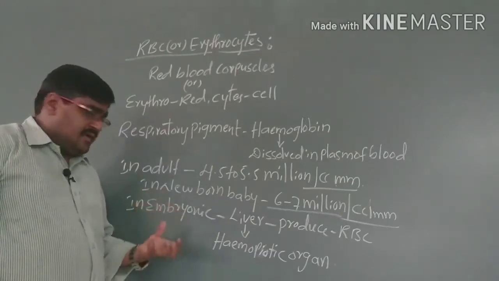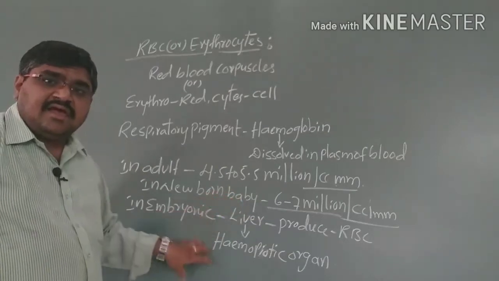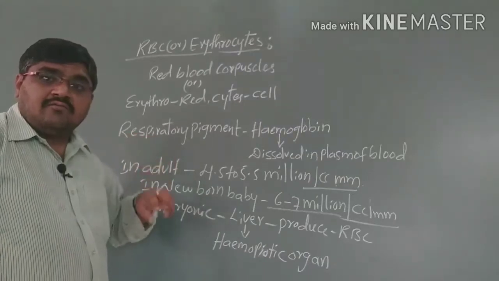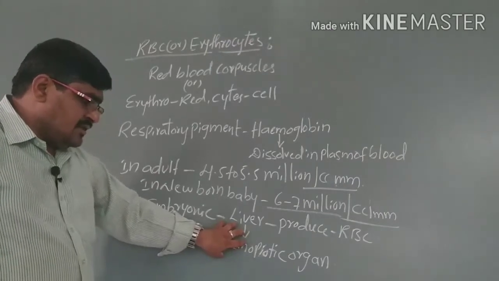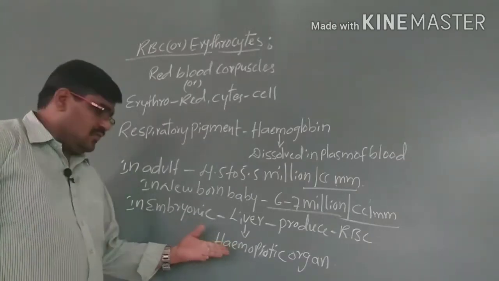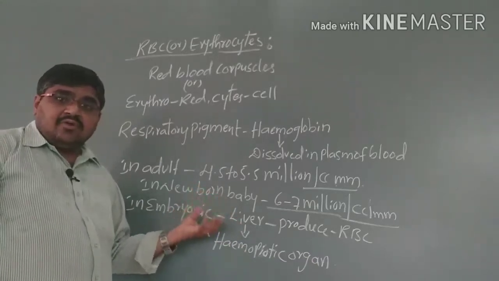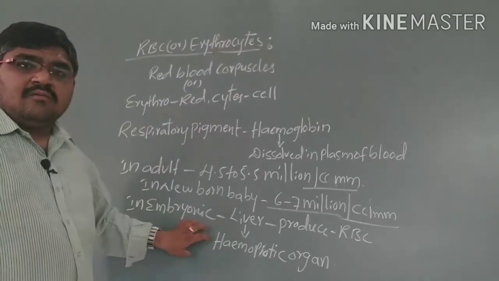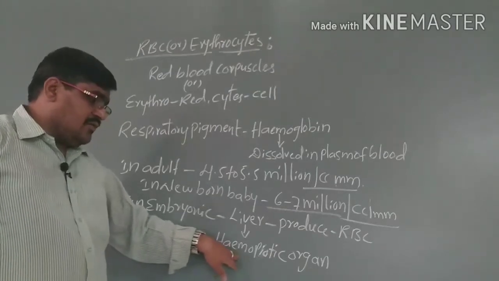At that time the liver and spleen are present, and the liver will synthesize the blood for the embryo until bone marrow formation takes place. So we can call the liver a hemopoietic organ. Why do we call the liver hemopoietic? Because the liver produces the RBC in the embryonic stage.